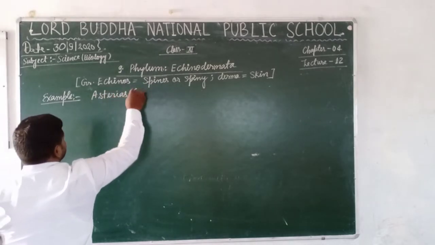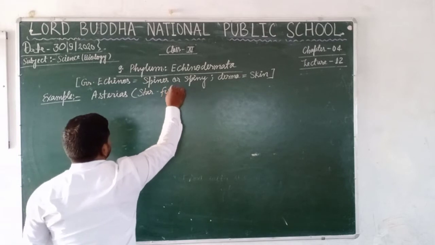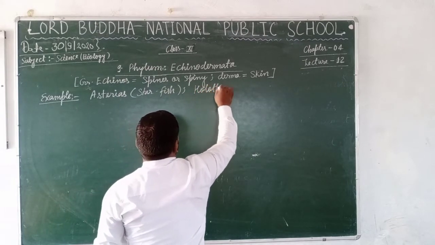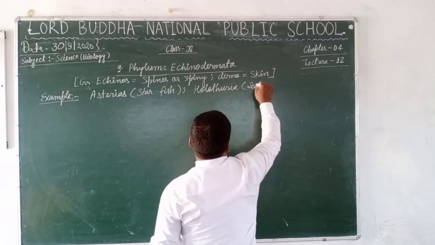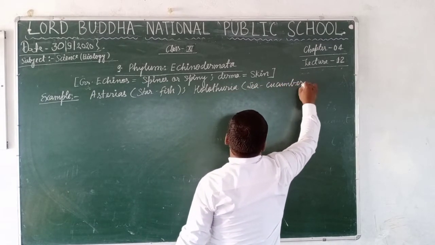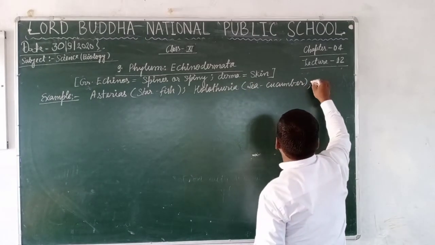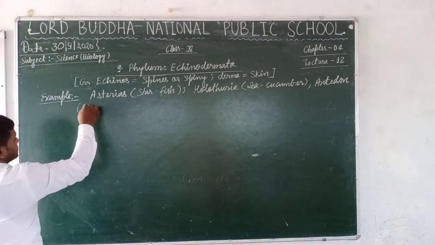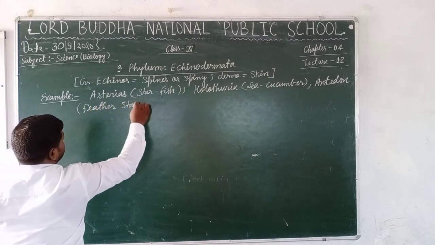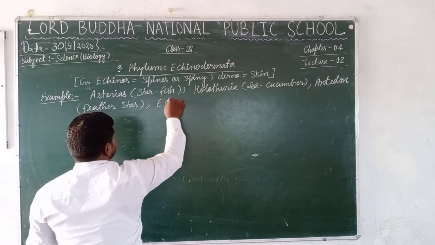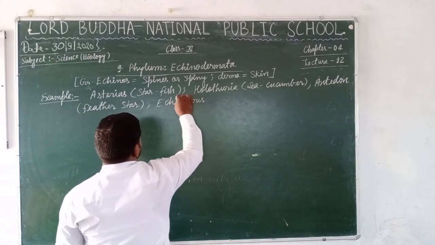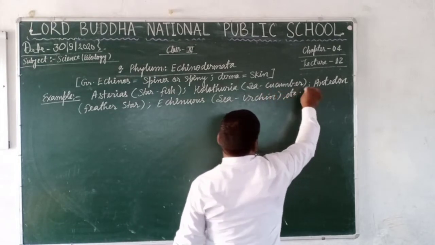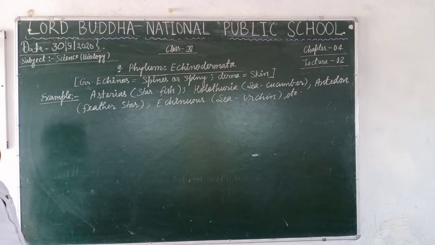Asterias, that is the starfish. Holothuria, sea cucumber. Antedon, the feather star. Echinus. This is called sea urchin. It is one of the chief members of the phylum Echinodermata.